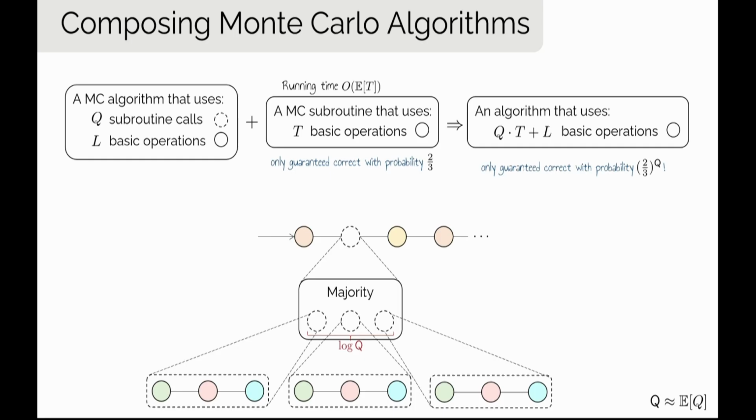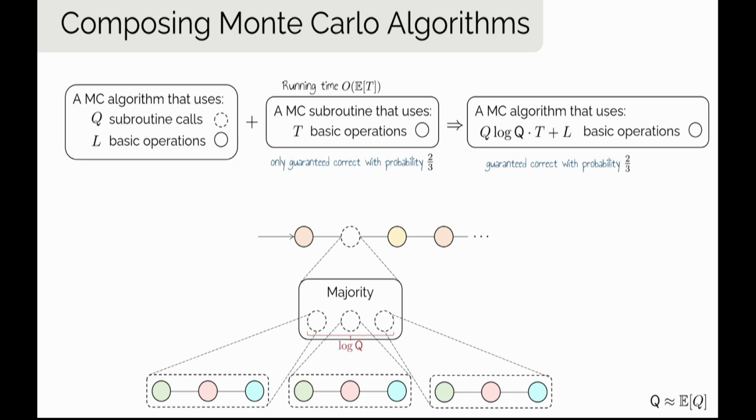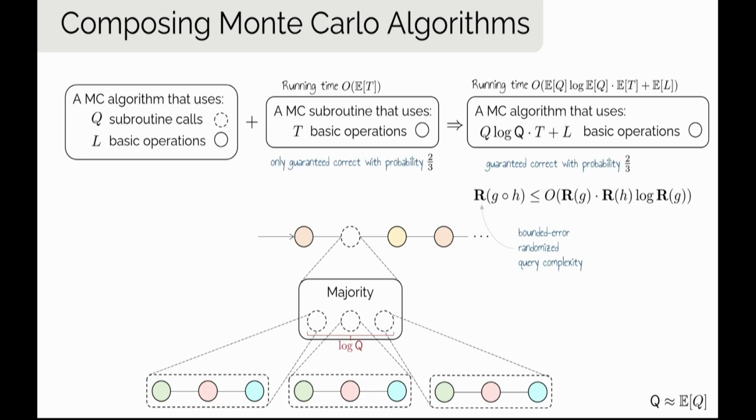So this means that if we use this kind of procedure, then we do get an algorithm that is a Monte Carlo algorithm. It's guaranteed correct with probability something like 2/3, but it now has a log factor in the complexity. So its running time is going to be like the expected value, like this. Recall that when we compose Las Vegas algorithms, we don't get log factors.